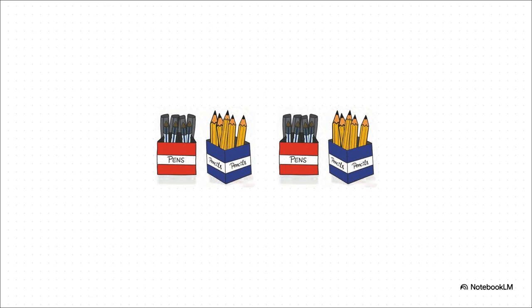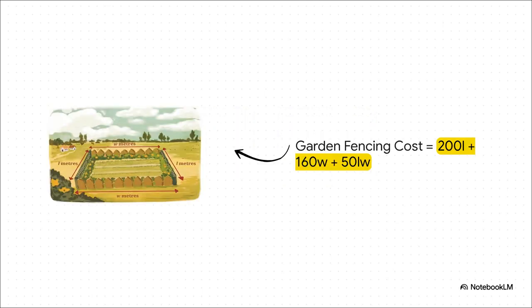The x and y are just our variables. They're basically placeholders standing in for quantities we just don't know yet. Now, let's scale things up a bit. Imagine you're fencing a rectangular garden. The length is L meters and the width is W meters. Wire fencing along the two lengths costs 100 rupees per meter. So that's 2 times L times 100, giving us 200L. A wooden fence along the two widths costs 80 rupees per meter, which gives us 160W.